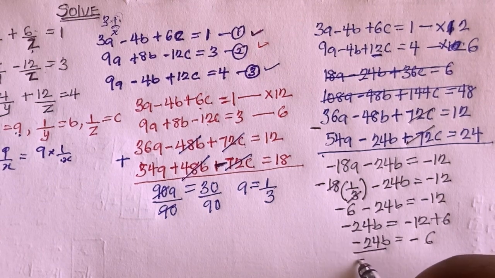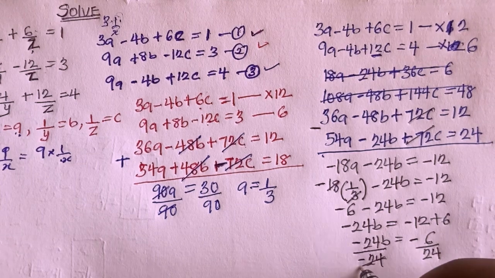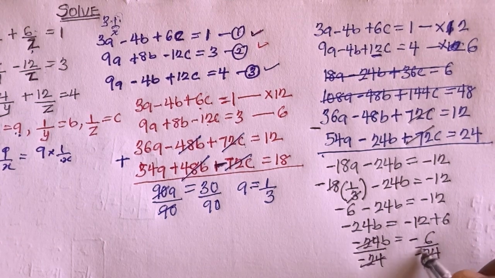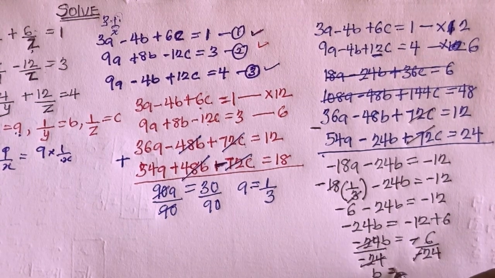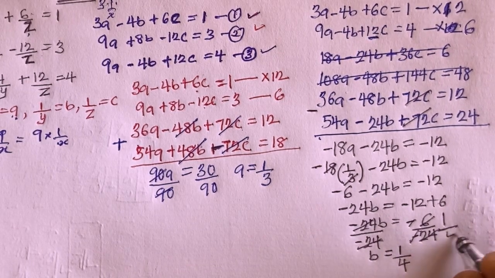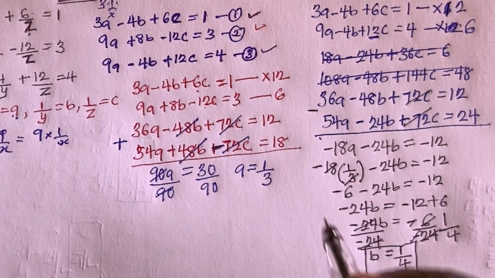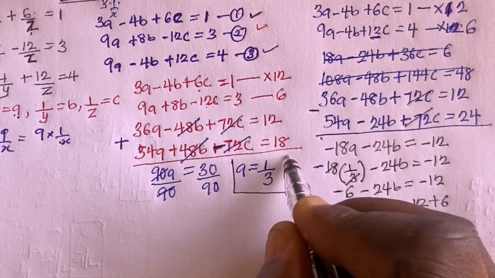Then I can divide by minus 24, right? So dividing both sides by minus 24, this cancels this, then I'm going to have my B equal to 1 over 4, right? This goes in this, that's 1, and this goes in this, that's actually 4. So in this case, my B is 1 over 4. My A is actually 1 over 3.